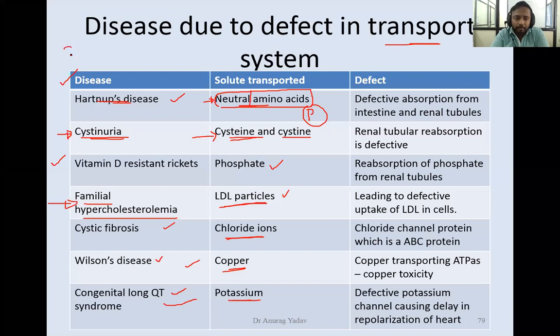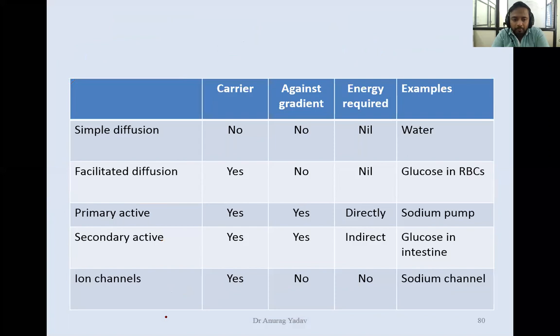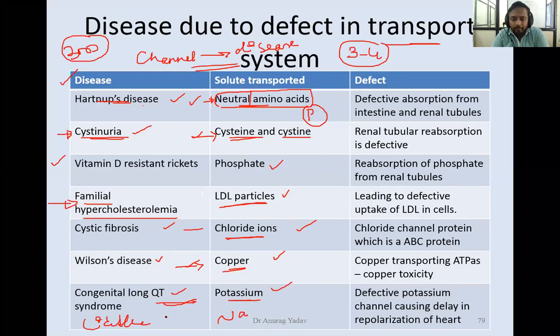Okay, so this can be expected as a 3-mark question, where you should be able to write the channel name and what defect or disease occurs. At least you should be able to write 3 to 4 examples, like Hartnup disease for neutral amino acids, and cystinuria. These are easy to remember: chloride, cystic fibrosis; copper, Wilson's disease; potassium, long QT syndrome; or even sodium, as we have seen previously, Liddle's disease. Yes, that also you can give as an example for defects in the transport system.